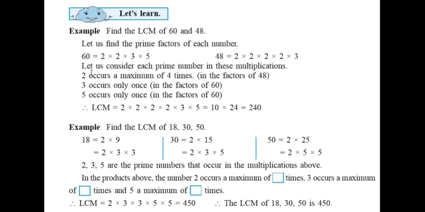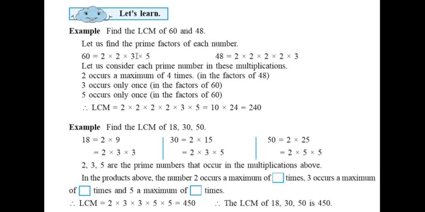Now what we are going to do, students? We are going to consider each prime number in these multiplications. Okay. Now the first prime number, that is 2. So 2 occurs maximum 4 times. See here, in 60 it is 2 times and in 48 it is 4 times. So 2 occurs maximum of 4 times in which factors? In factors of 48.